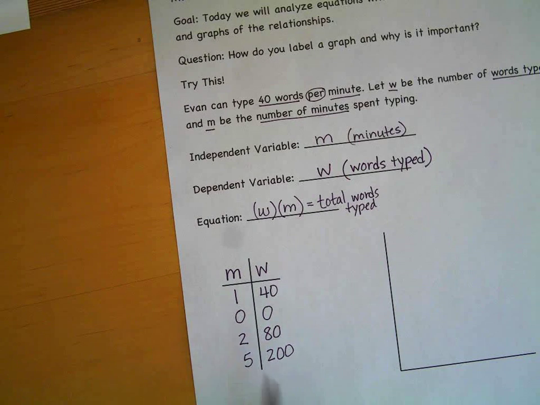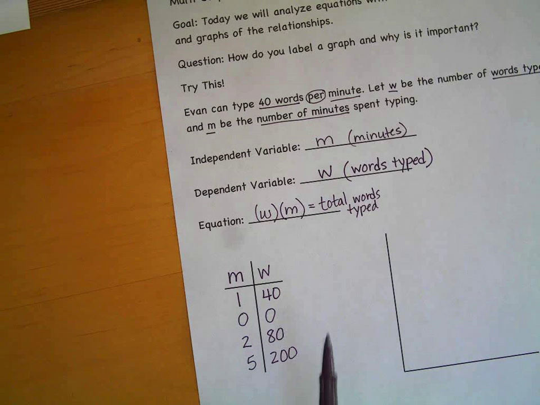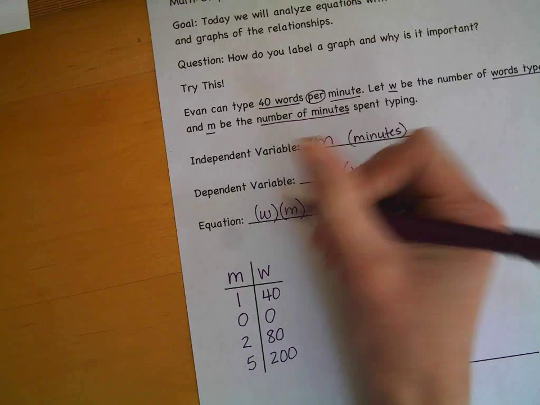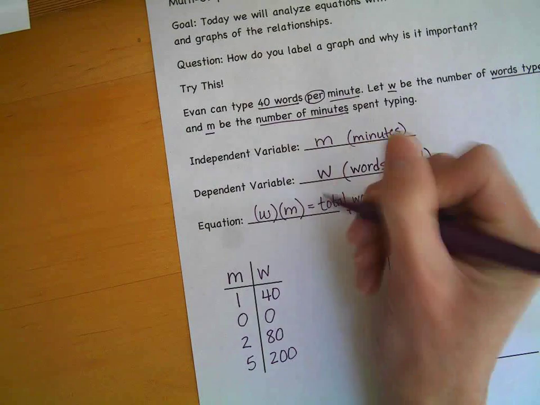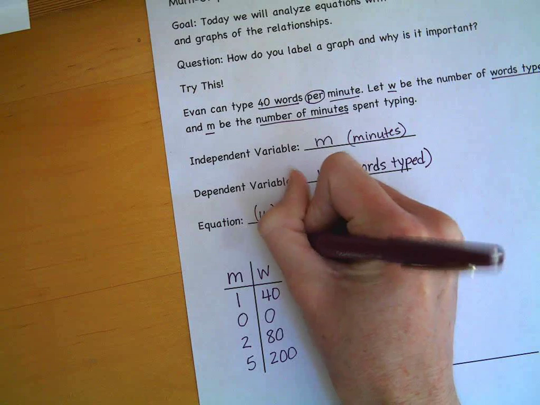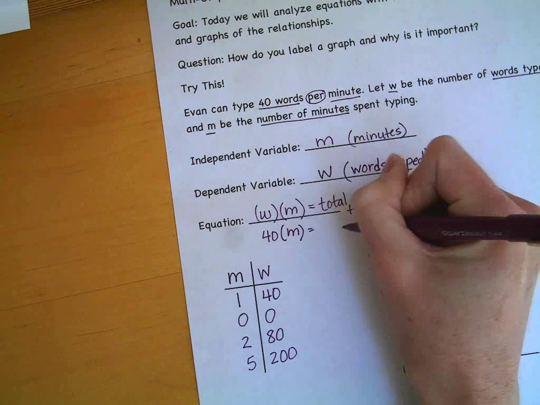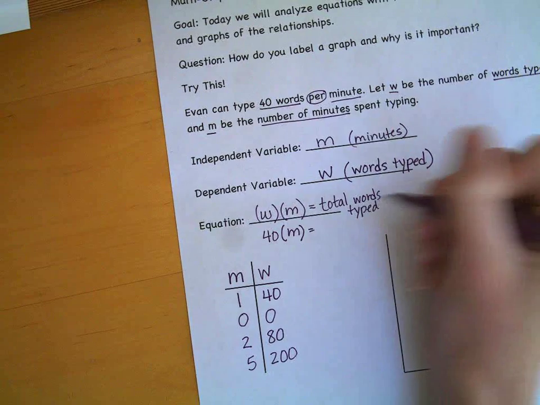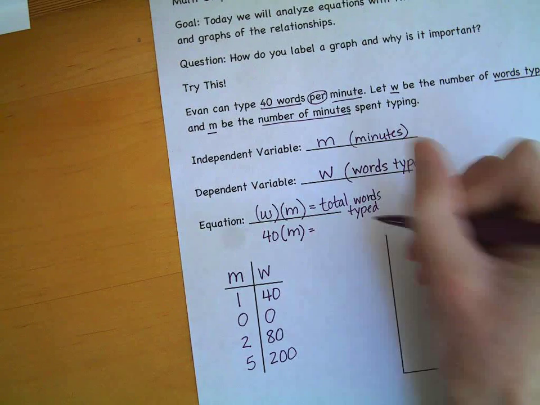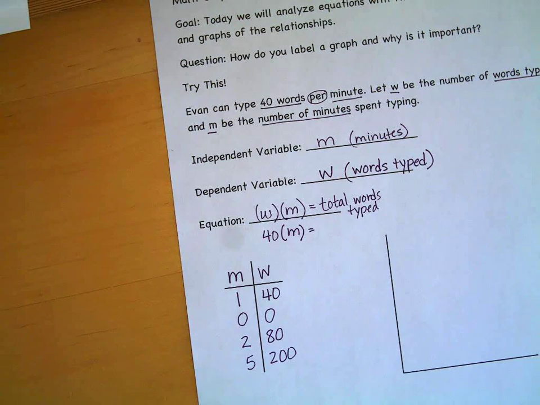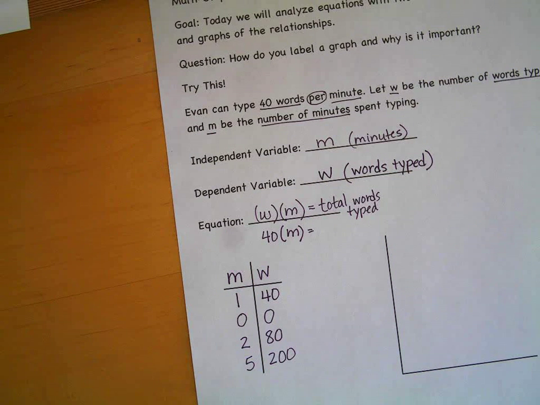And so what we've basically done is we've just made a picture of the relationship between the independent variable and the dependent variable. And if we look at our equation, then we could say that there are 40 words for every number of minutes, and that gives you the total words typed. So that's another way to look at it, as an equation, okay?